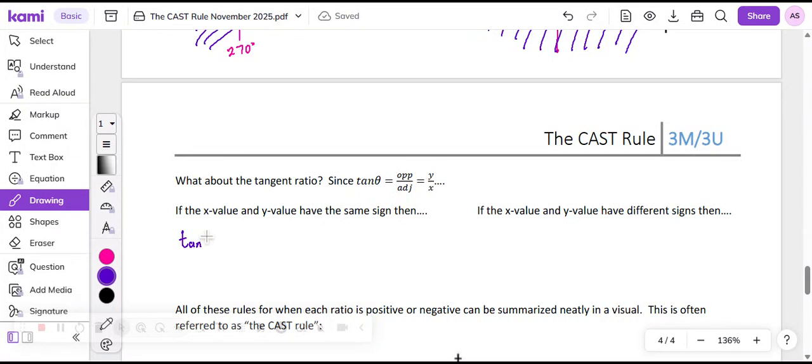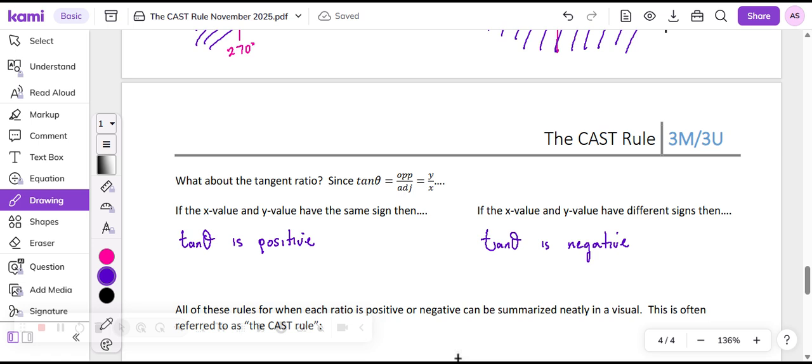So can you guys jot this down? Tan theta is positive. And if the x value and y value have different signs, then tan theta is negative. So we have these rules for when sine, cosine, and tan are positive and negative, but it's hard to remember the rules as we've laid them out. So we have a nice simple rule.